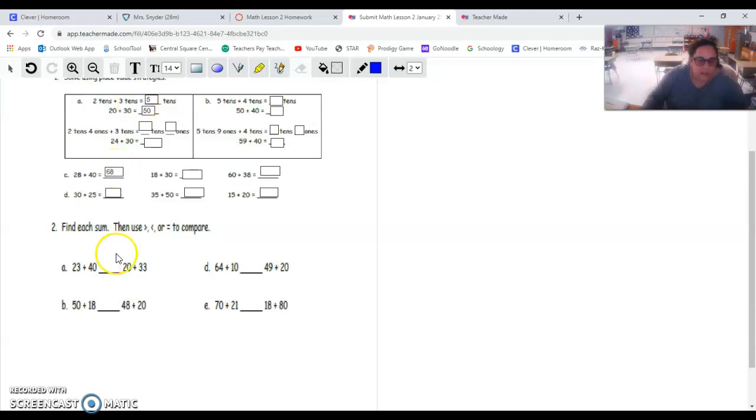And then down here, you're just writing greater than, less than, or equal to compare the numbers. So you need to make sure you figure out what 23 plus 40 is and 20 plus 33 is to compare those two answers to see if it's greater than, less than, or equal to.